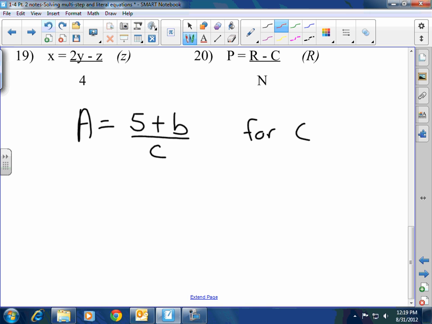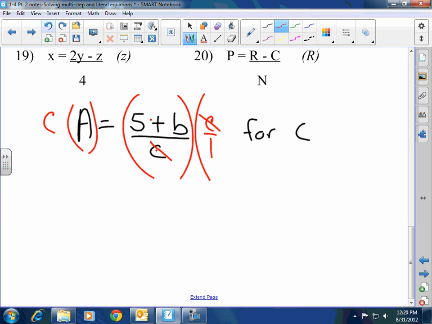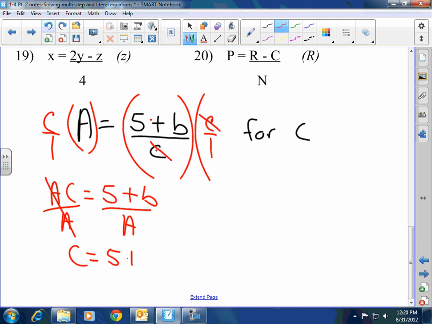How do you do that? Multiply by the reciprocal. So you're going to multiply this whole sucker by c over 1, because remember, this is 1 over c. So the c's cancel, multiply c over 1 to both sides. So this is ac equals 5 plus b. Now, the a is being multiplied to the c. I want to get the c alone, so I get rid of multiplication with division. Divide a to both sides. C equals 5 plus b over a.